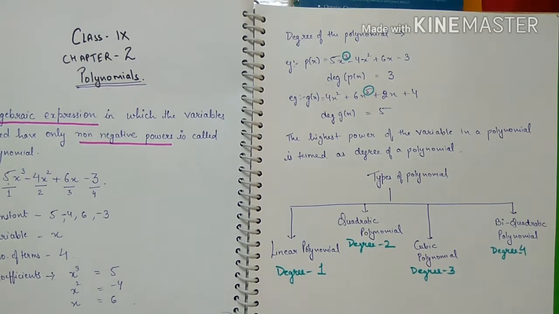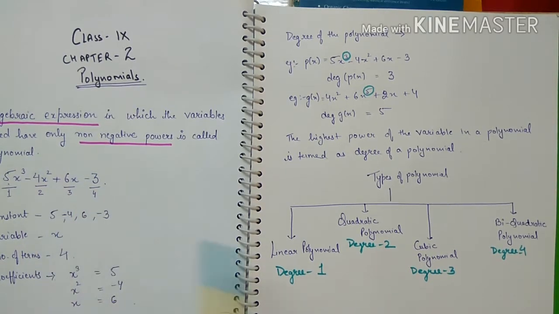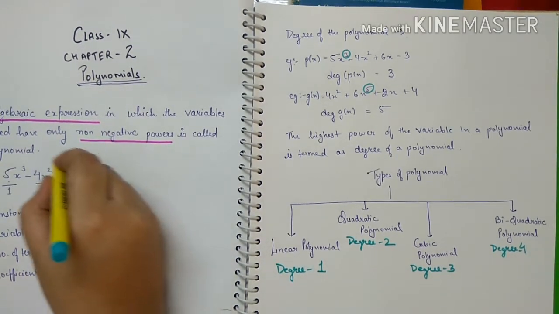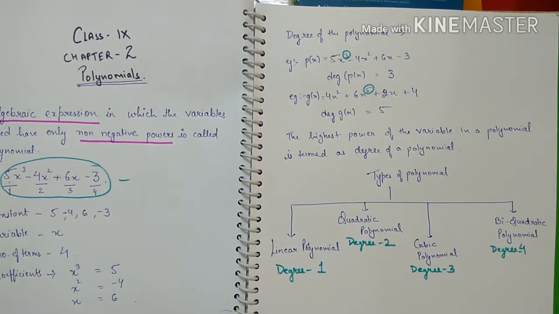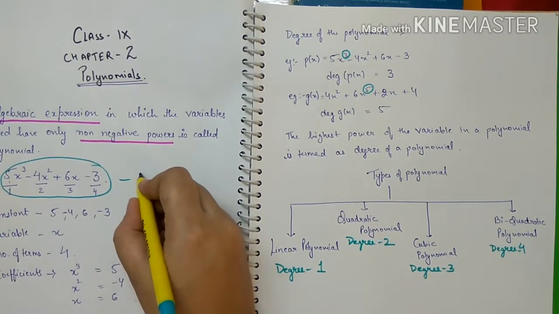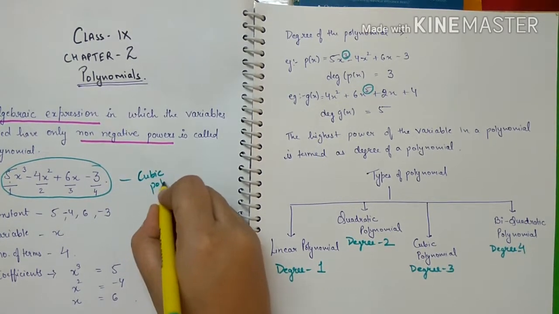So the example which we were looking at, the second one here, was a biquadratic polynomial. In the first one the highest power is 3, so this is termed a cubic polynomial.